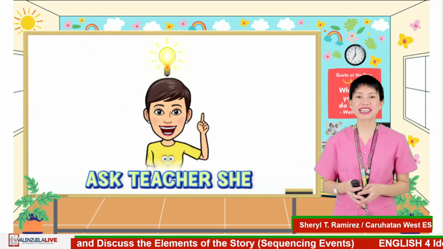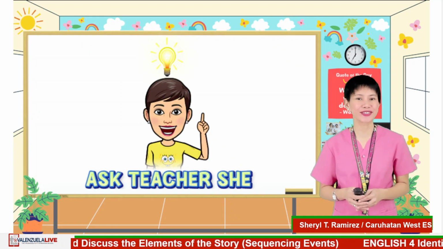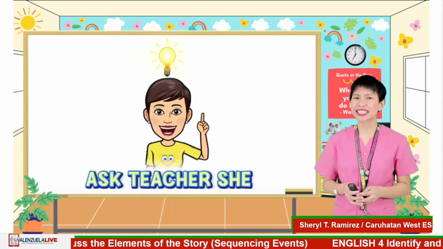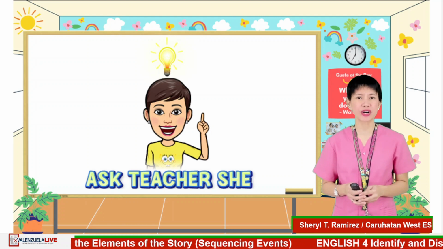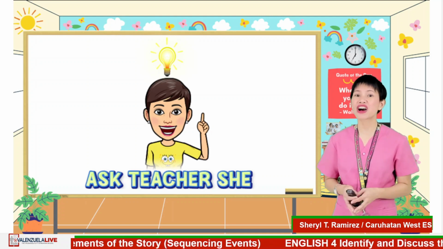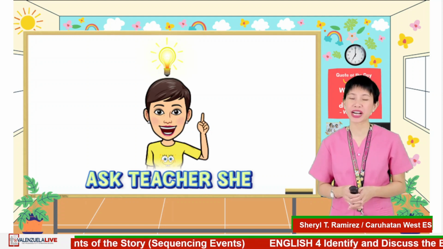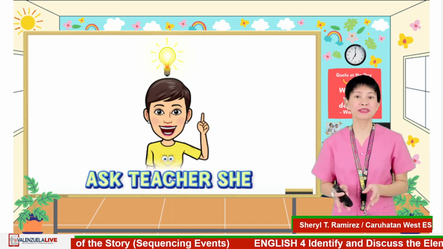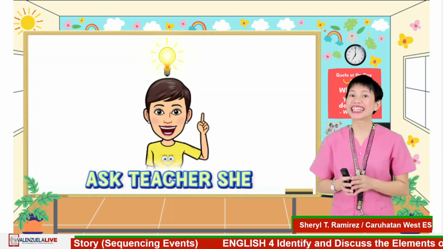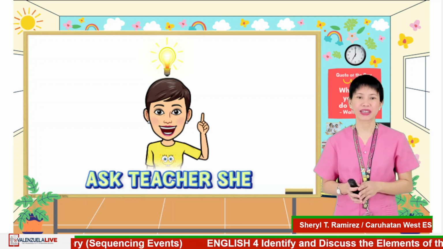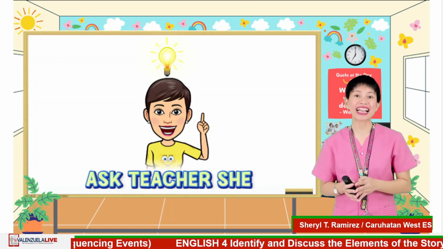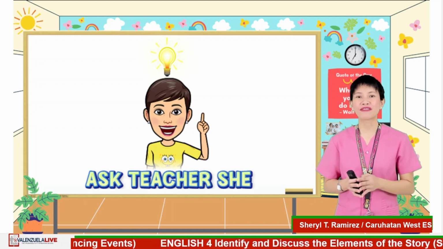The first question is from Marulas Central School. A student asked, why is sequencing of events important? Well, the answer to that is, sequencing of events is very important because it helps us identify the beginning, middle, and end of the story. It also teaches us the ability to retell the events of the story.